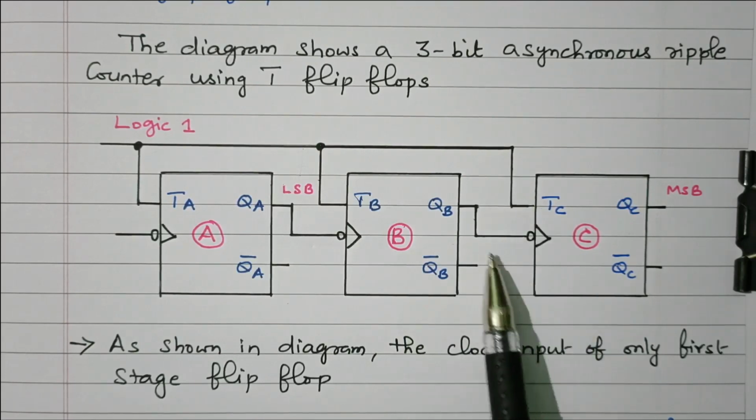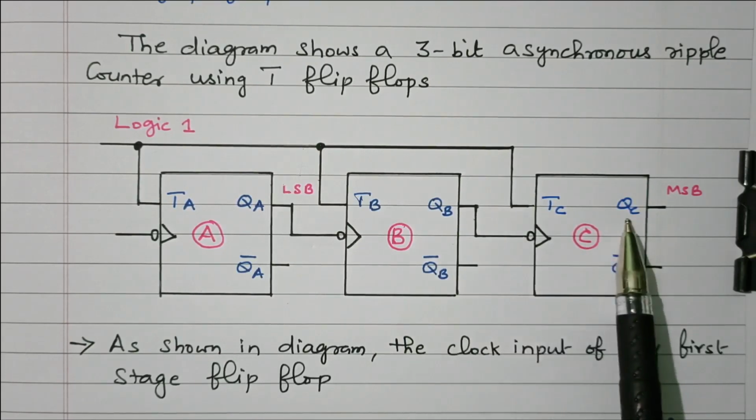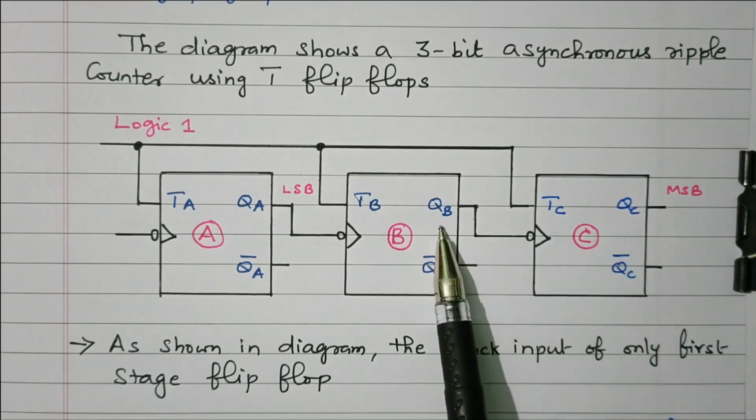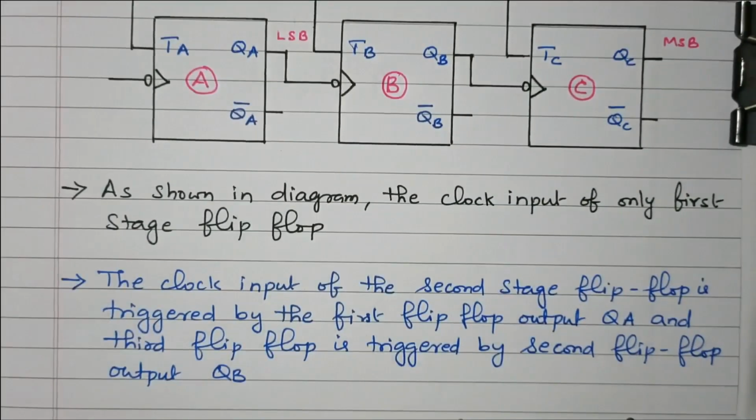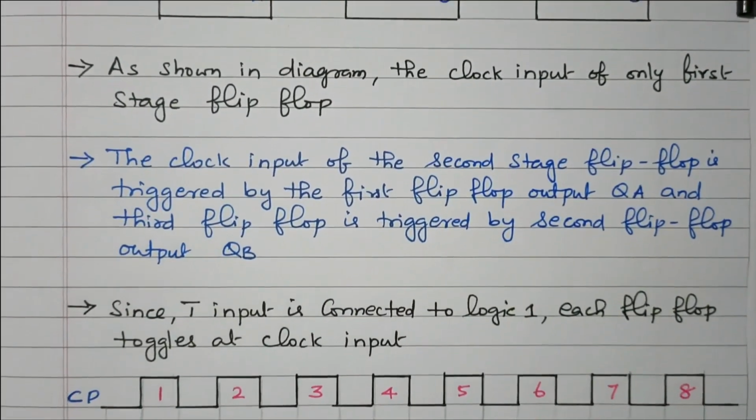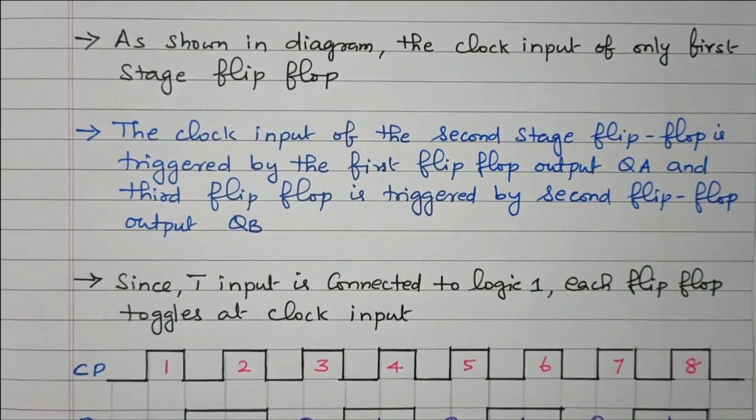Similarly, C also. High output is given. If QB is 0, QC will toggle. If QB is 1, no change in the QC. So this is the nature of this asynchronous counter using the T flip-flop. Now we'll see the clock diagram so that we can see whether we are getting 3-bit binary output.